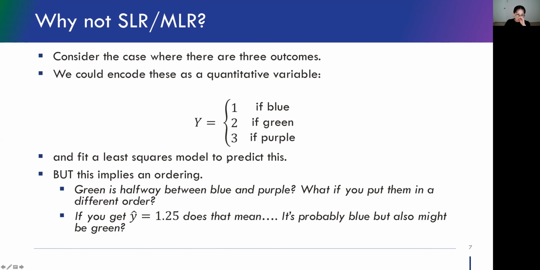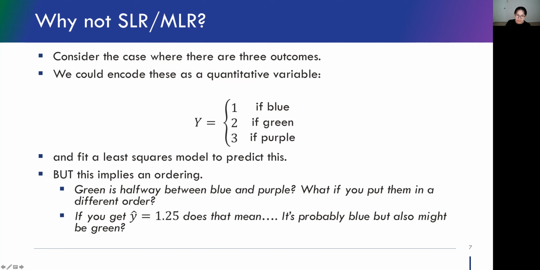So before we go into the logistic regression, you might naturally have this question: why don't we just use simple linear regression or multiple linear regression? Well, consider the case where you have three outcomes, blue, green, or purple, and you encode them to 1, 2, and 3, and fit a least squares model to predict this.